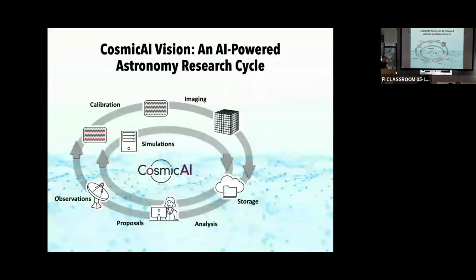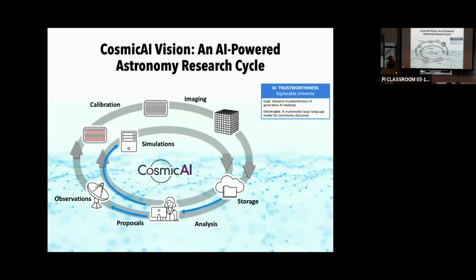But in terms of the vision, what we're trying to do is enhance the astronomy research cycle, right? You have a person writing a proposal to take observations, the data is collected, calibrated, reduced images, then delivered to the user, and then stored, and then eventually goes back into the process, get more data, or analyze the data. Or you might be writing a computing proposal to run simulations, which again gets stored and goes back to the data, the user.